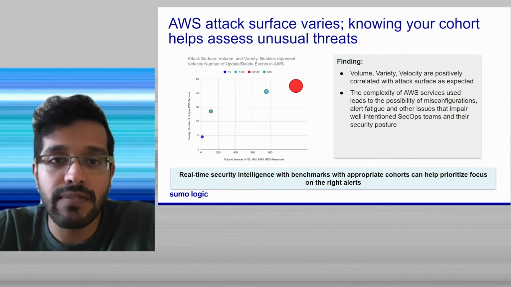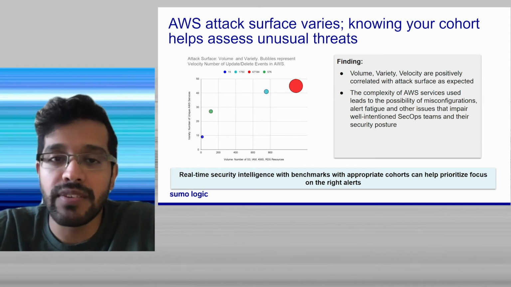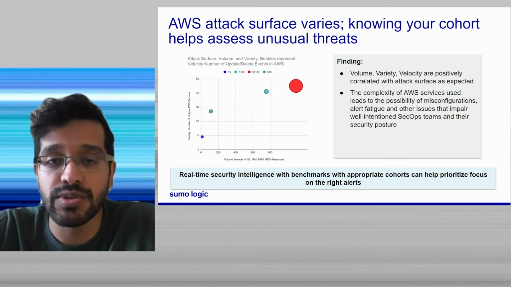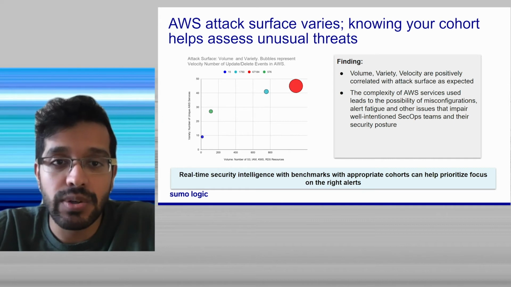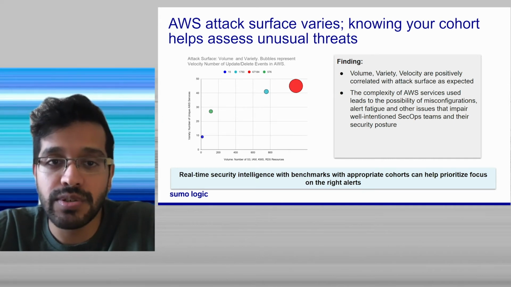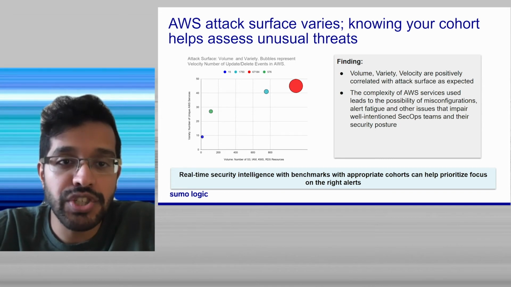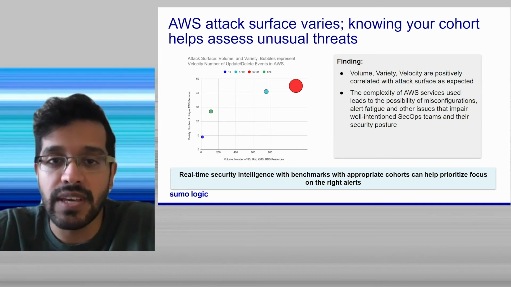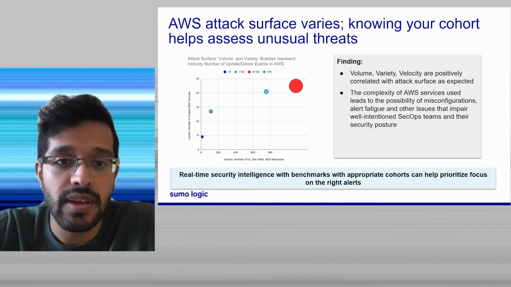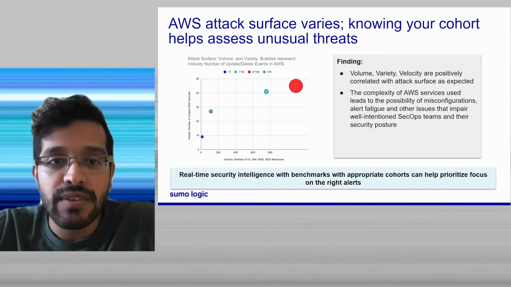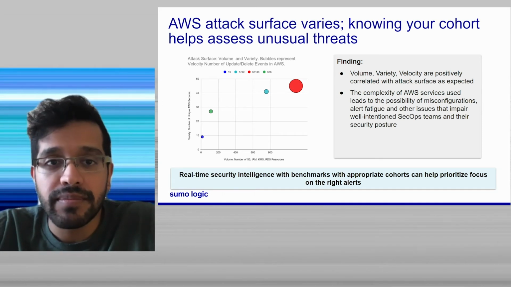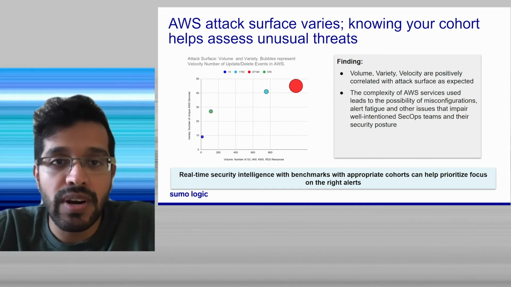And then we looked at the volume, variety, and velocity. Volume here is defined as the number of resources of different AWS resources used. Variety is the total unique number of AWS resources used, and velocity represents the total number of create, update, delete events we saw across all AWS accounts. And so then we plotted the relationship of these cohorts between the 3 V's, or the 3 dimensions. So how do attack surfaces in the Sumo Logic population compare?